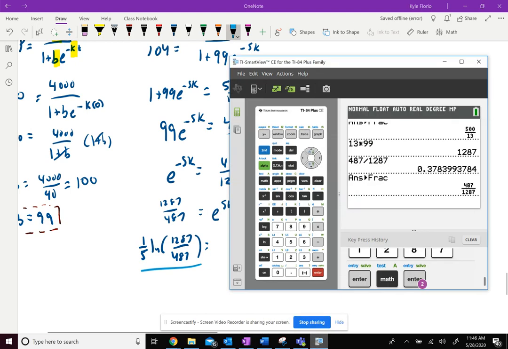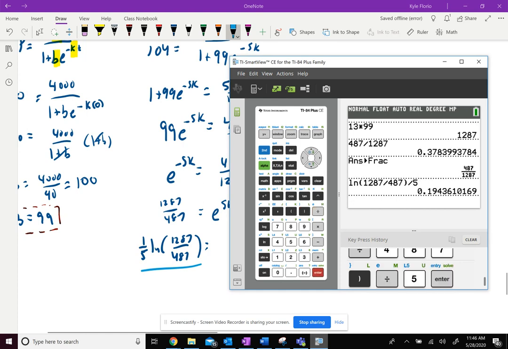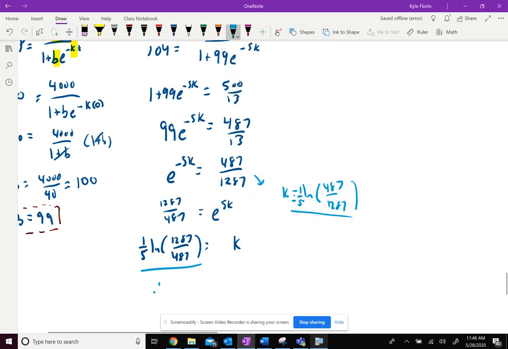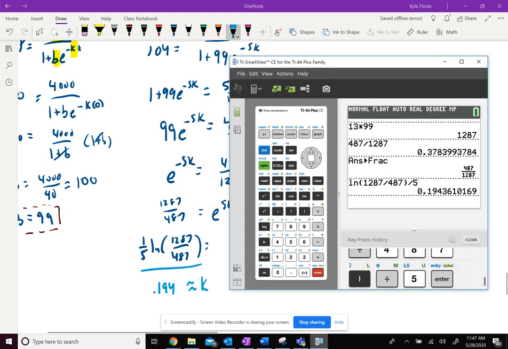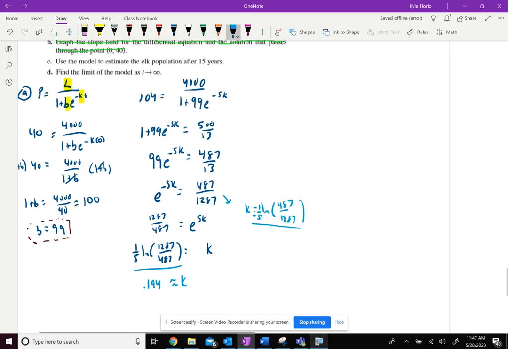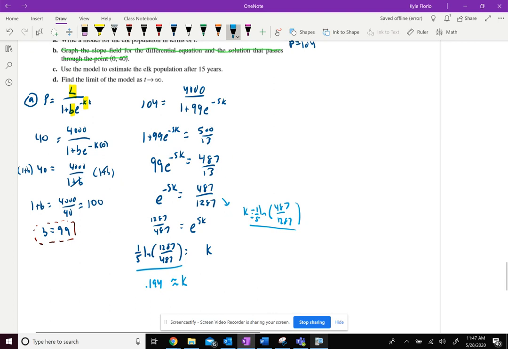And let's see what that answer is. We have the natural log of 1287 over 487, and we've got to divide that whole thing by 5. That's going to give me about 0.194. Okay, so that's the constant, that growth constant k. So here we are.